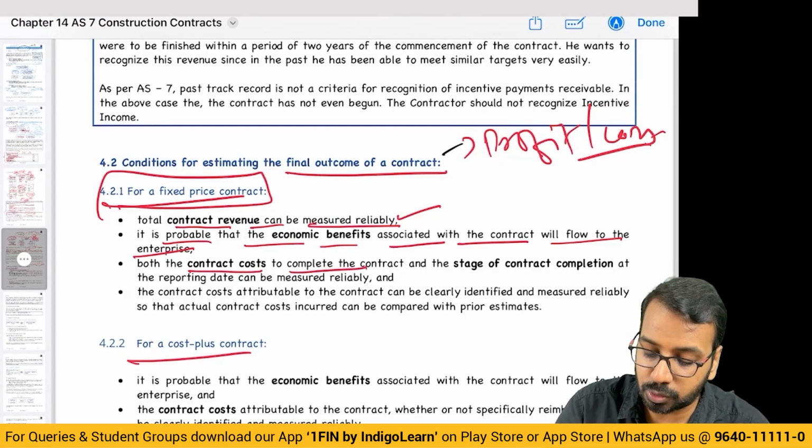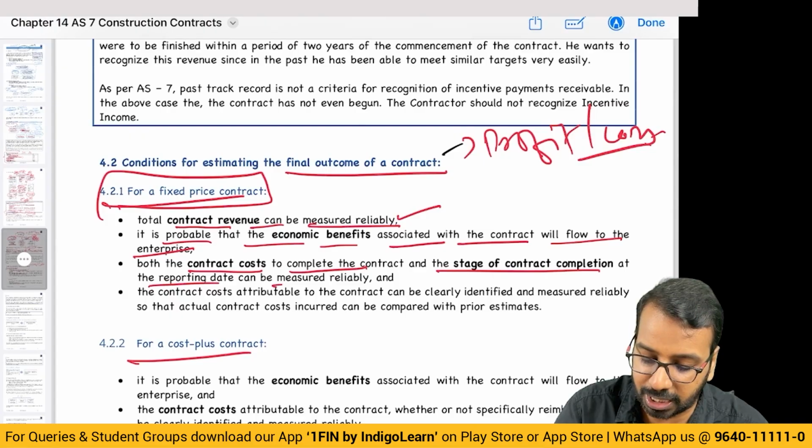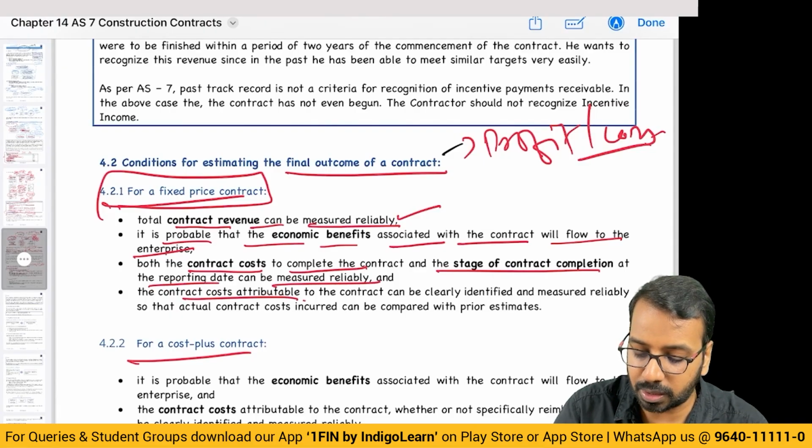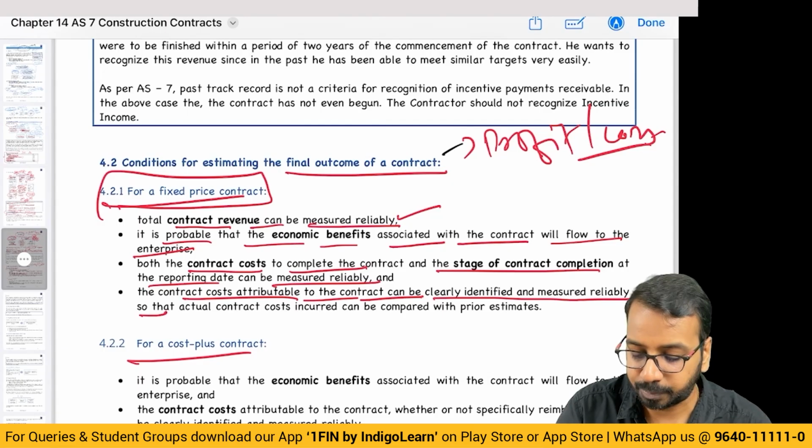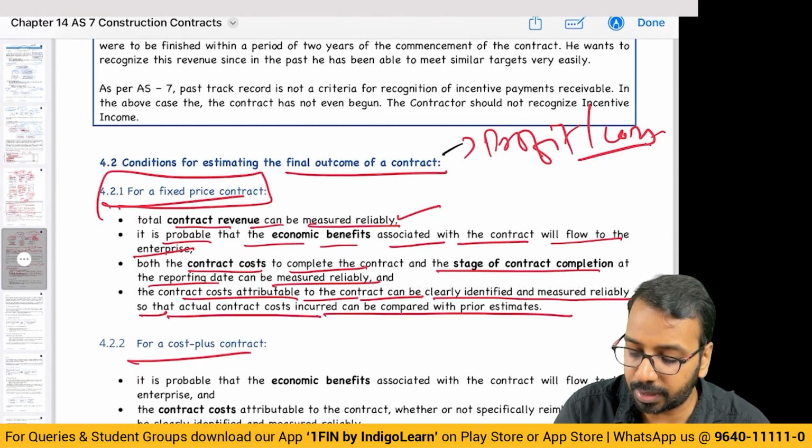Both the contract cost to complete and the stage of contract completion can be measured reliably, and the contract cost attributable to the contract can be clearly identified and measured reliably so that actual contract cost can be compared with the prior estimate.